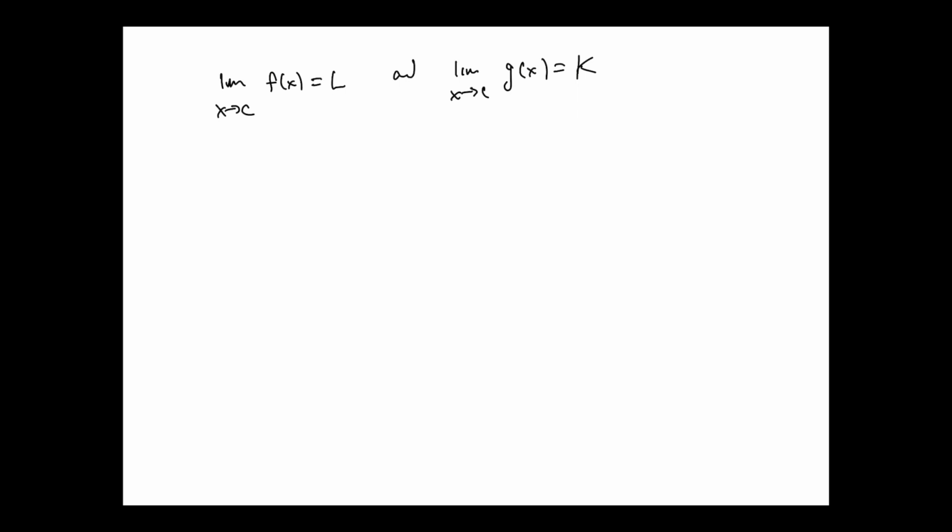Okay, so we got two functions, f and g, and we're approaching some x value. Let's just use c, whatever. And I'm saying, suppose that these two functions have those two things as limits. Okay, one of them is L, the other one is K, whatever those numbers are. Okay, so the question is, what would happen if I took the two functions and I added them together and then asked, what's the limit of this thing? Well, what do you think?